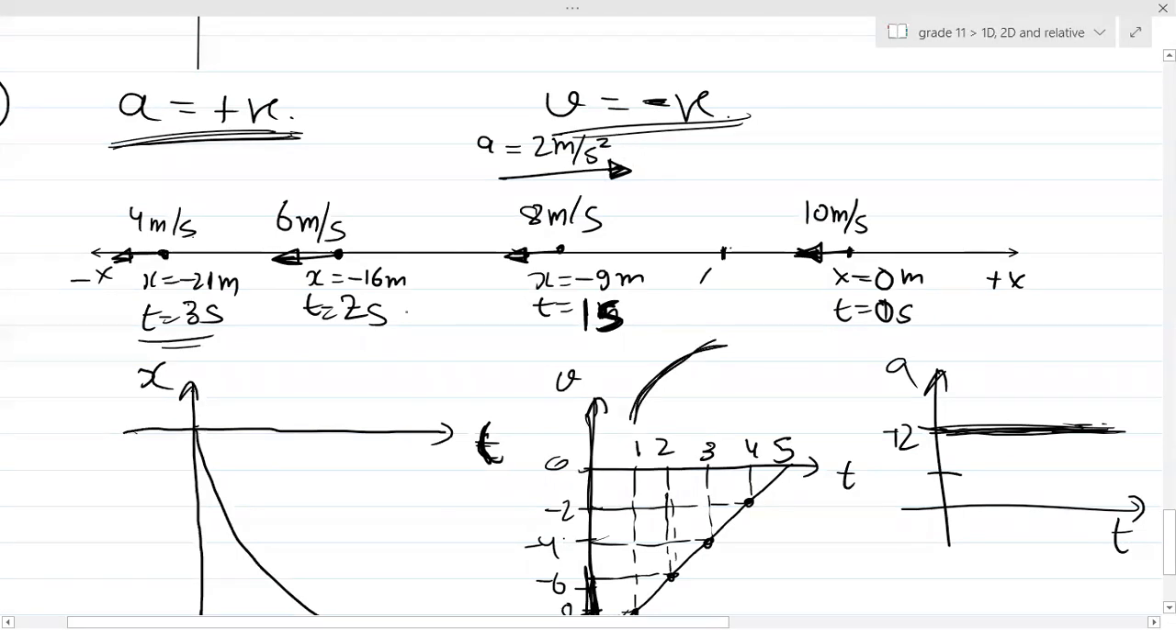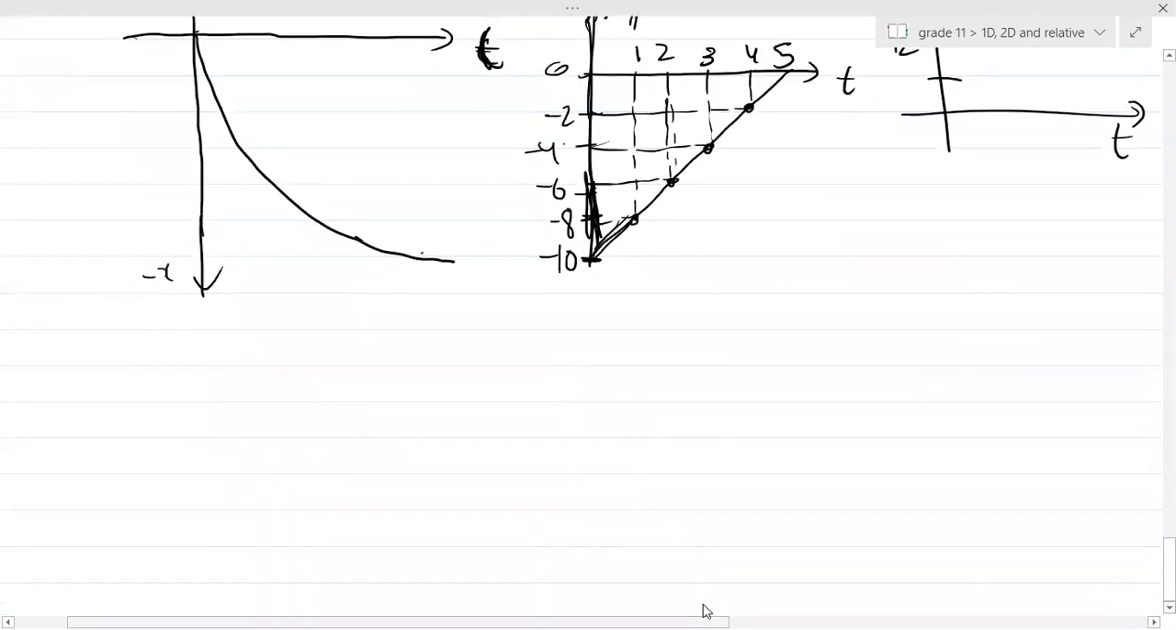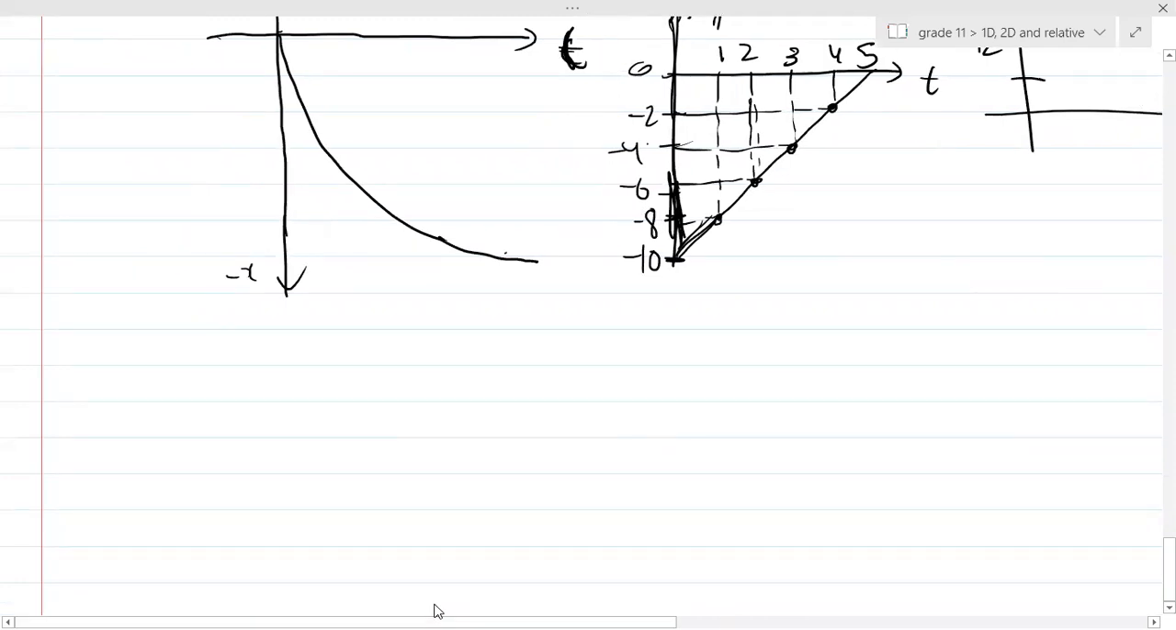Is this clear? Can anyone draw the first graph? How will the fourth graph look? Straight line. Fourth case: acceleration also negative and velocity also negative. So again, I'll draw a straight line.